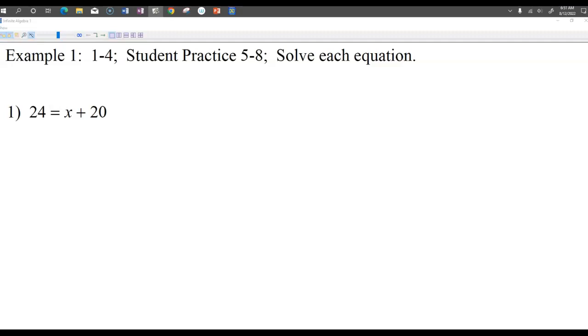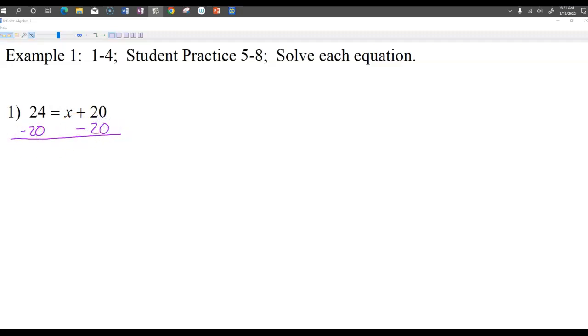All right, so let's begin here. What do I need to get rid of first? I want to get x by itself, so what do I need to get rid of? I need to get rid of the 20. If I get rid of that, then x will be by itself. Next question. What is the 20 doing to the x? It's being added. So how do I get rid of the 20 then? I do the opposite. I subtract it.